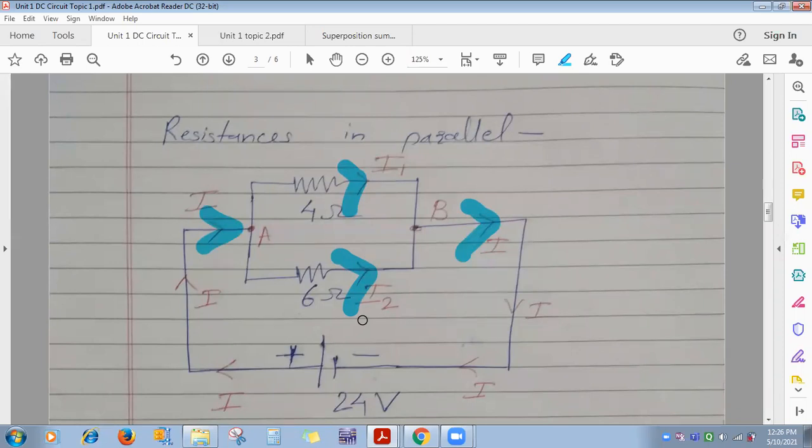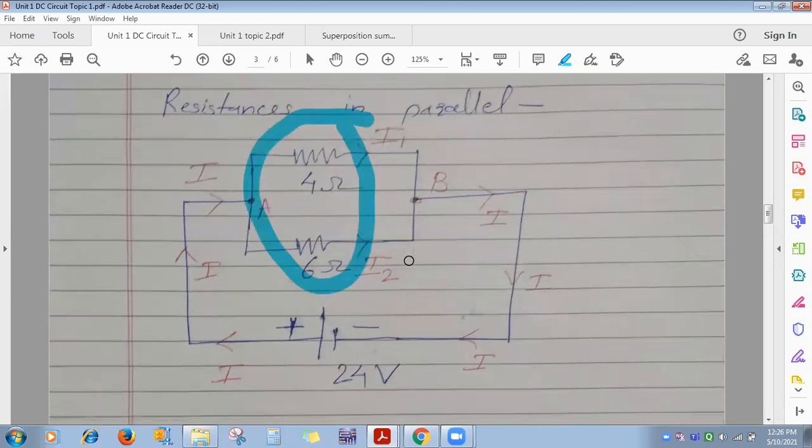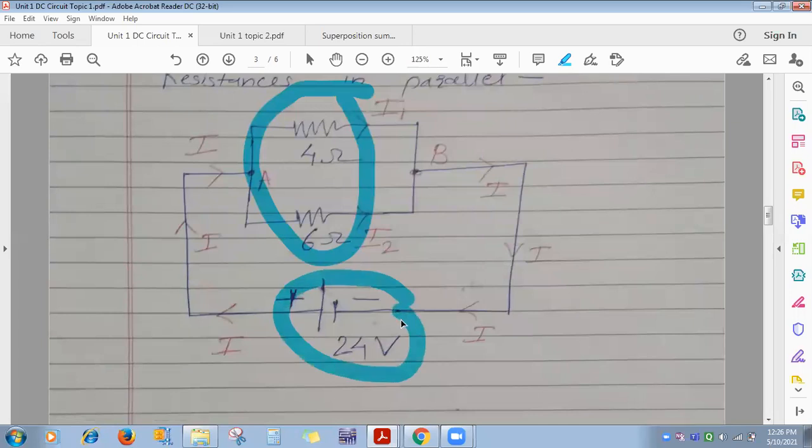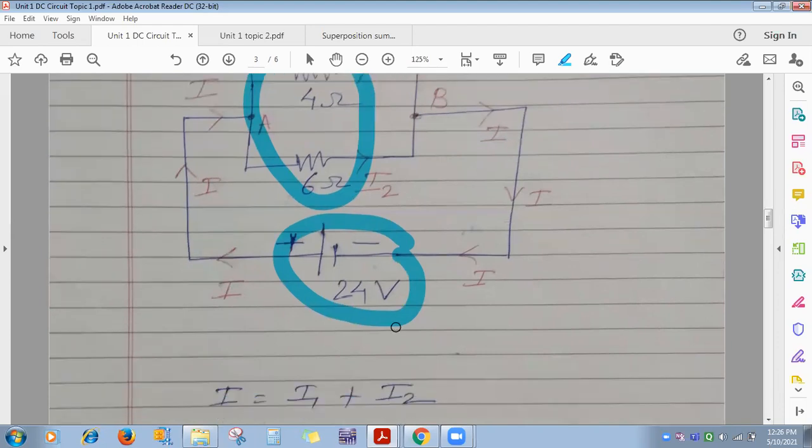Check these two conditions. Now the second thing: we have seen that when the resistances are connected in parallel, the voltage drop across them is the same. Here the voltage across 4 ohm and 6 ohm is both 24 volt.